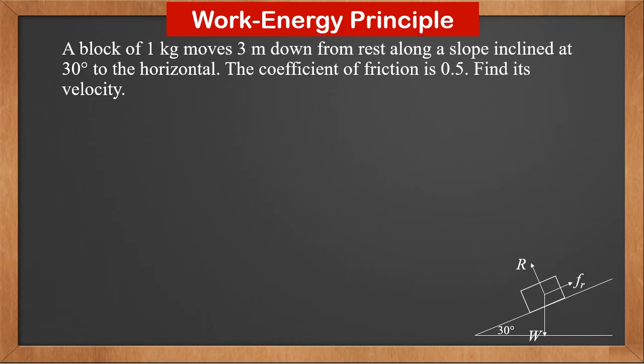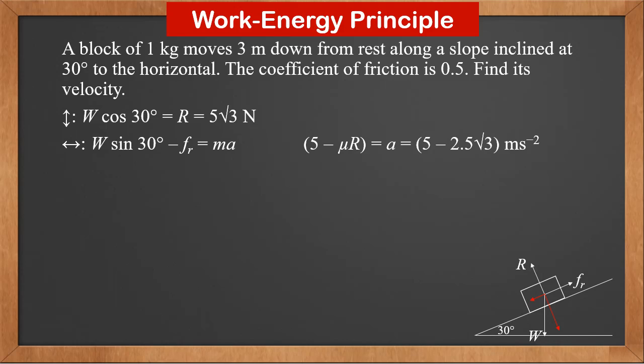First, we sketch the force diagram. There's weight W, normal reaction R, and friction. Then, resolve weight in 2 directions. Perpendicular to the slope, using Newton's first law of motion, W cosine 30 is R, which is 5√3 Newton. Along the slope, using Newton's second law of motion, W sine 30 minus friction is ma. Friction is μR, so a is 5 minus 2.5√3 meters per second squared.